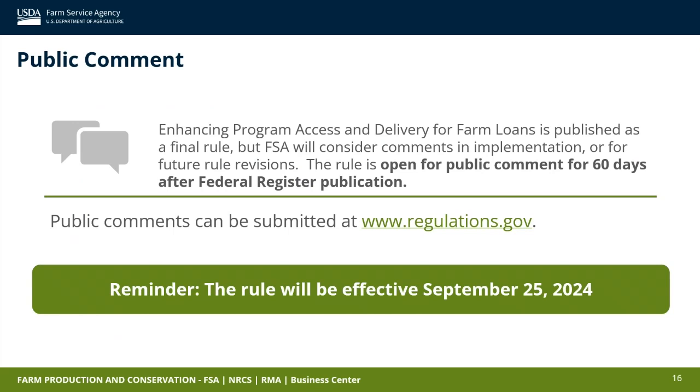And then I did see there's also a question about the global limits. Limits for direct and guaranteed loans are addressed in the Consolidated Farm and Rural Development Act, and it would take legislation, probably in the form of a farm bill, for any change in total indebtedness to be modified. So that is not something that would be in this rule.